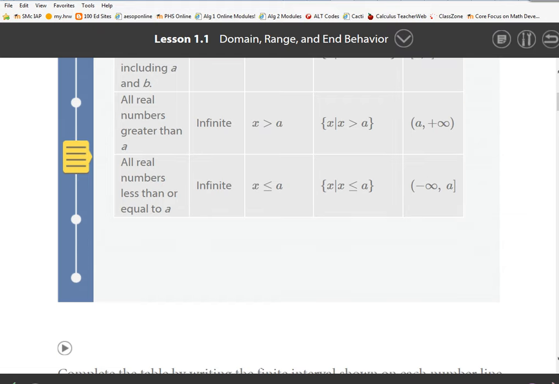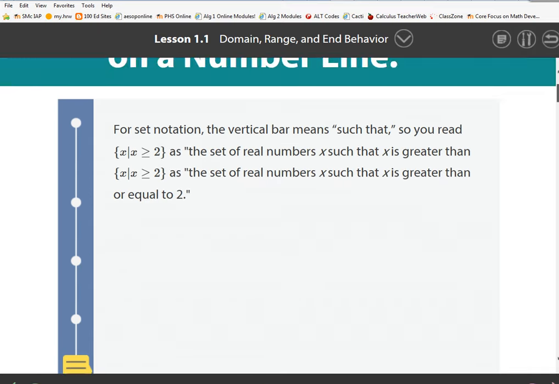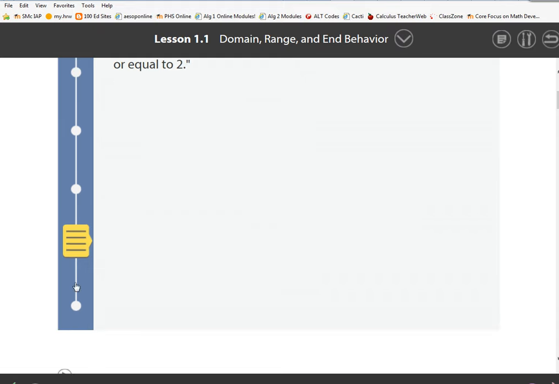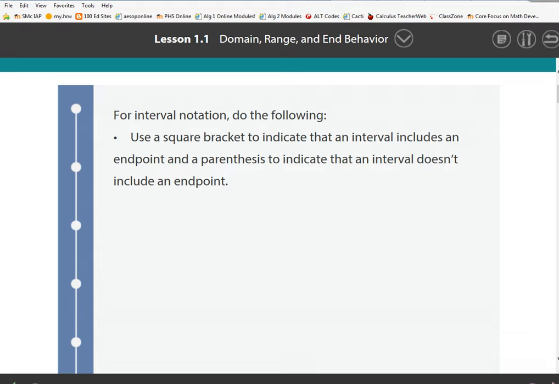Oh, what else we got? I don't know. It's telling me. Oh, okay. How about that? Well, I didn't realize that was there. We talked about this yesterday. The vertical bar means such that. Okay, we kind of dealt with that. And then what else? Talked about that too. Guess we're good. Okay.